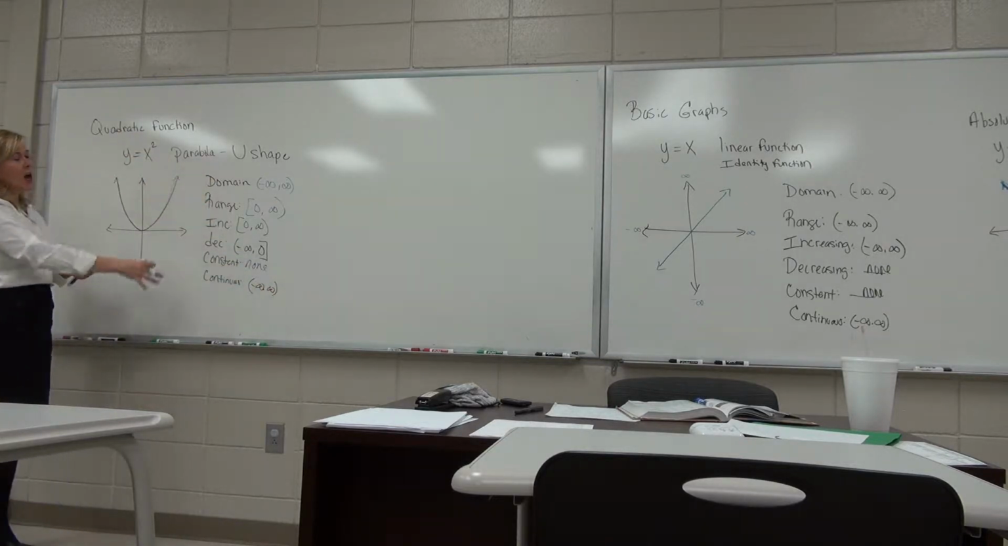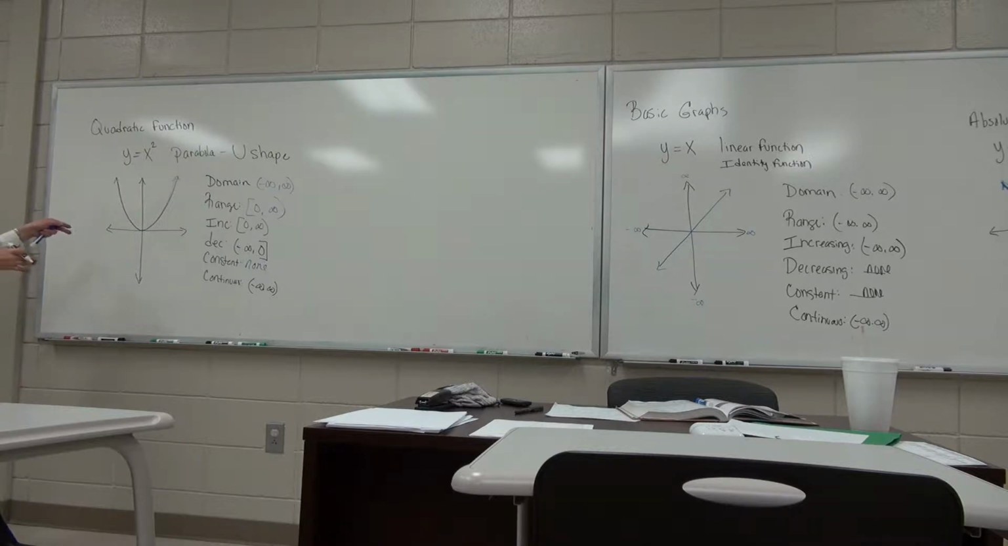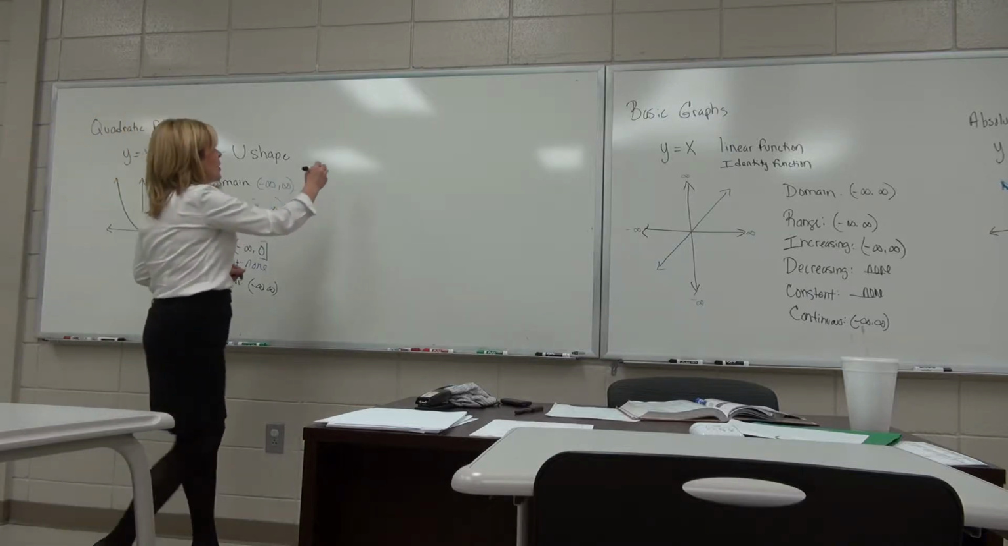Now notice, all these properties for the absolute value and the quadratic are exactly the same. Domain, range, increasing, decreasing, continuous, everything's exactly the same for both of these. Alright, next we're going to talk about the square root function.